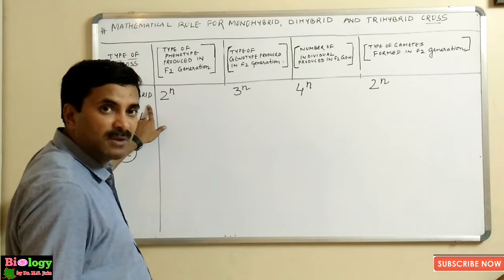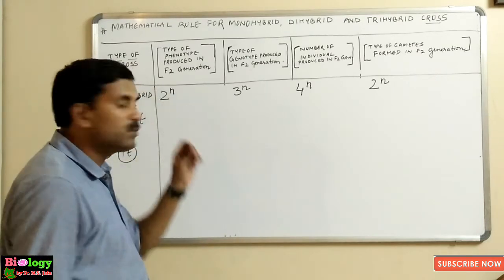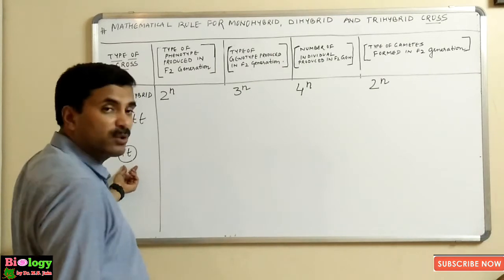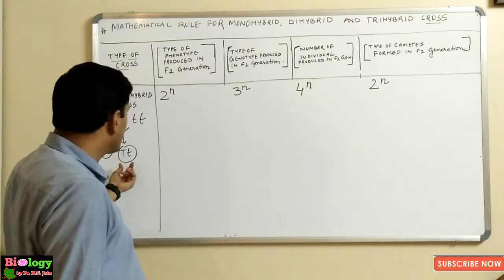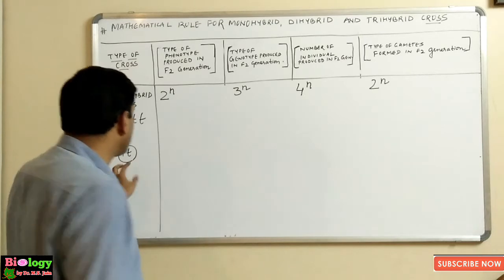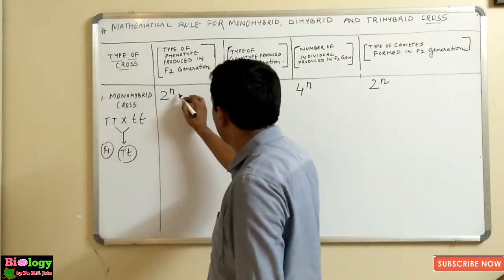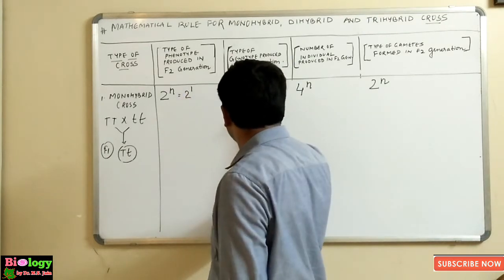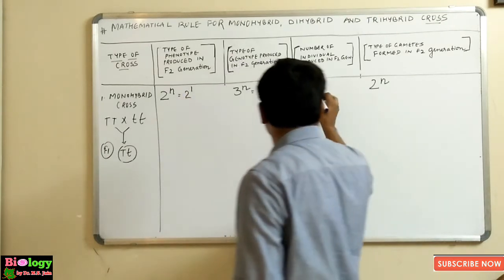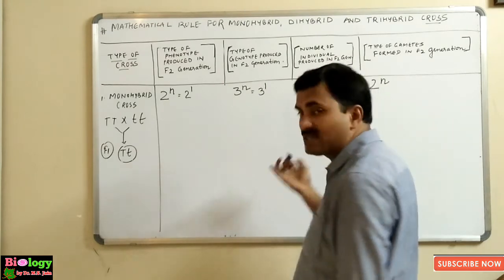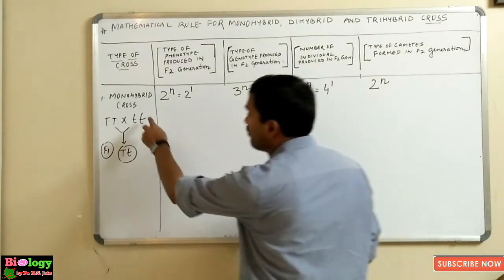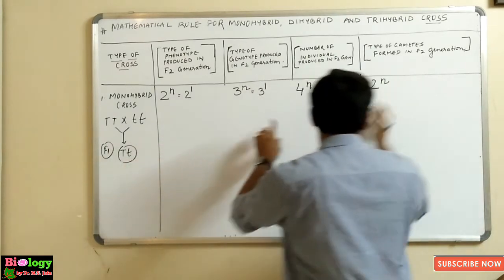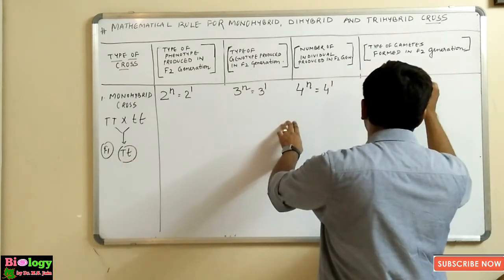Now, as we know very well, we are discussing the monohybrid cross. In a monohybrid cross we use how many characters? One character. And what is the number of heterozygotes produced in the F1 generation? The number of heterozygotes produced in the F1 generation is 1. So in a monohybrid cross we will be putting 2 to the power of 1 here, 3 to the power of 1 here, 4 to the power of 1 here, as we are discussing the monohybrid cross, and in the monohybrid cross the number of heterozygotes is 1. And here we will be writing 2 to the power of 1.